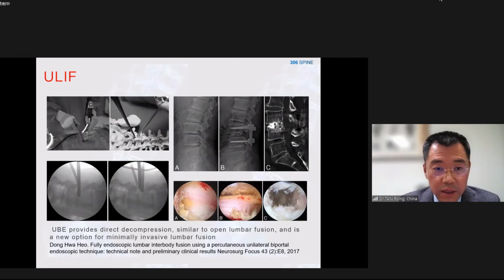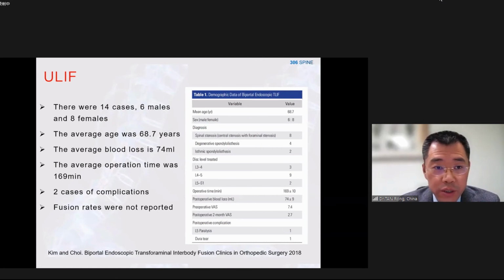These pictures show how to do the ULIF. They also give a conclusion that UBE provides direct decompression, and the result is similar to open lumbar fusion. It is a new option for minimally invasive lumbar fusion. Another literature shows 14 cases, and it is almost the same result.